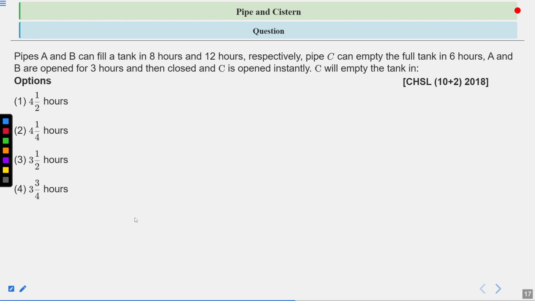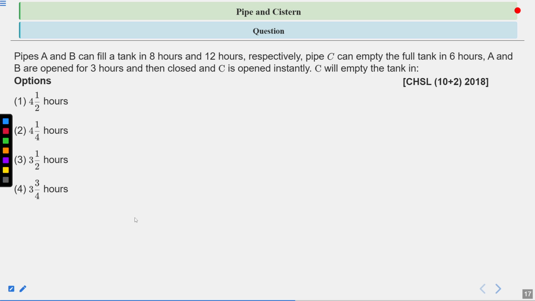Pipe A and B can fill a tank in 8 hours and 12 hours respectively. Pipe C can empty the full tank in 6 hours. A and B are opened for 3 hours and then closed, and C is opened instantly. C will empty the tank in how much time? And this question was asked in CHSL 10+2 in 2018.